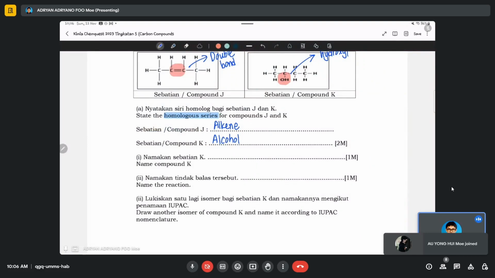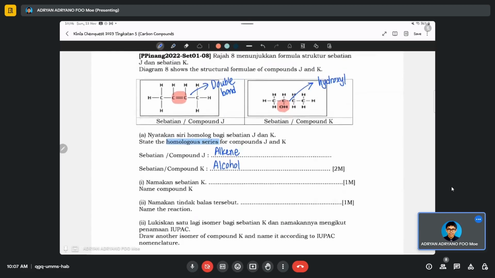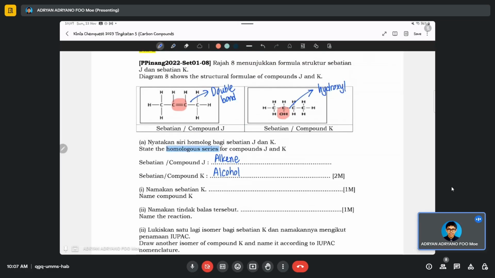Alright, so next, name compound K. Okay, 这里呢就有一点难 naming of compound. Alright, so compound K, we know it is alcohol. 所以 alcohol 后面一定要有 OL, all. So methanol, ethanol, propanol, butanol.